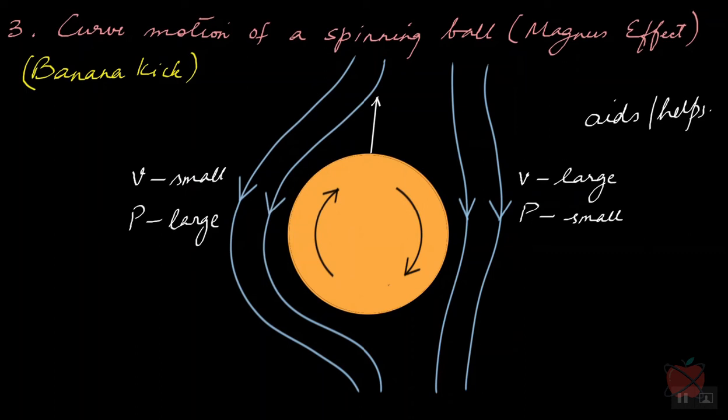So this large pressure, again, what will it do? It will push the ball in that direction. So as this ball is going like that, instead of going a straight path, it takes a curved path like that. Is that clear? So this is known as the Magnus effect.